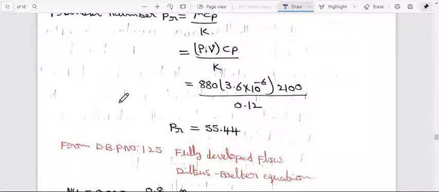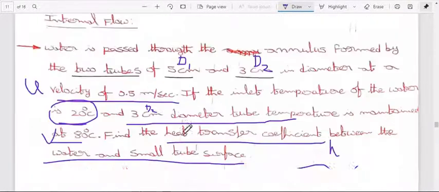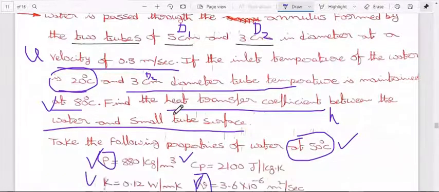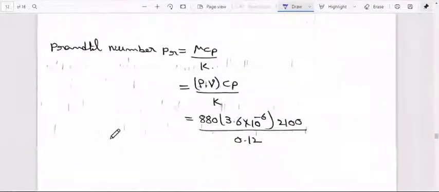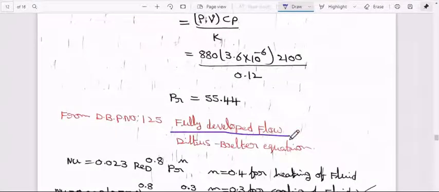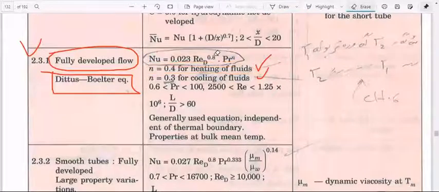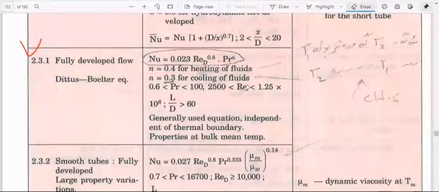Here this question is also fully developed flow. I am considering the tube from the starting portion, inlet temperature to outlet temperature, as uniformly maintained or otherwise gradually increased from initial to final. That's why I'm considering fully developed flow. The entire tube is covered with the fluid, that's why I'm considering fully developed flow.